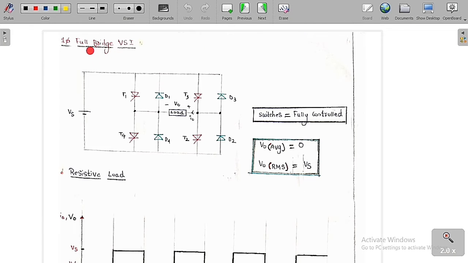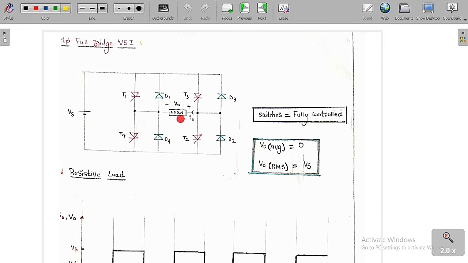So now we are going to analyze the single phase full bridge voltage source inverter. This is a diagram of a single phase full bridge voltage source inverter. Now there are two legs. If there is one leg, it is a single phase half bridge voltage source inverter.